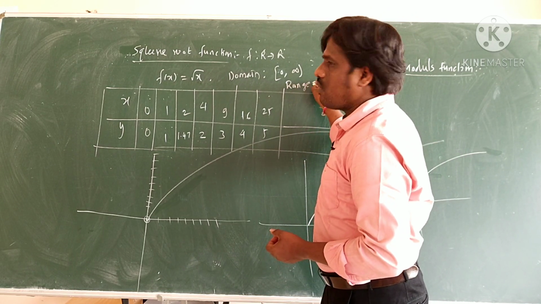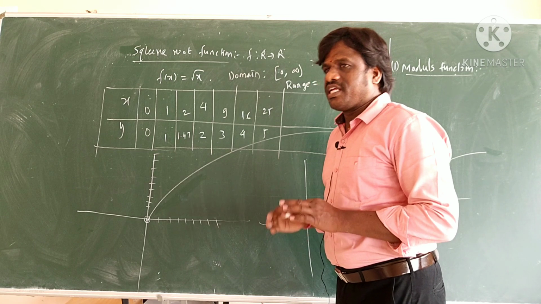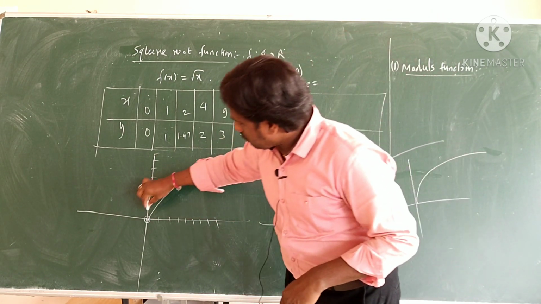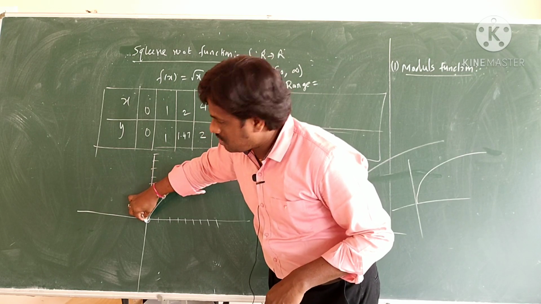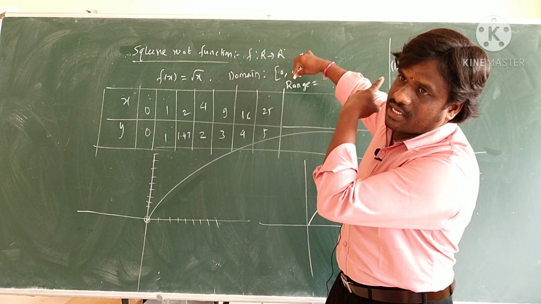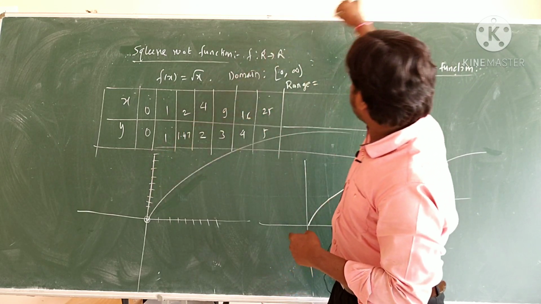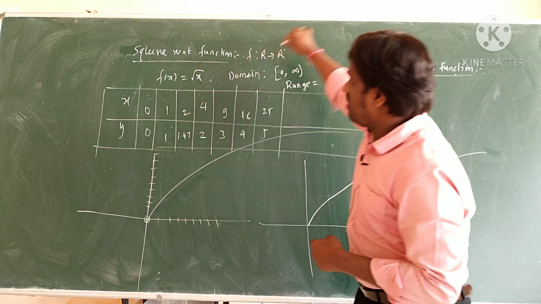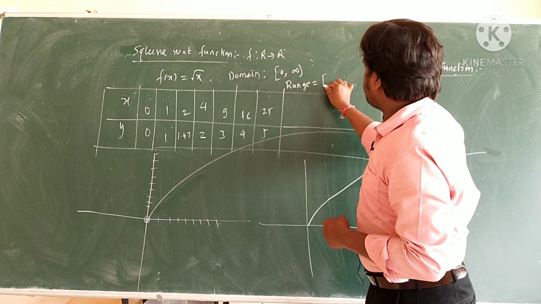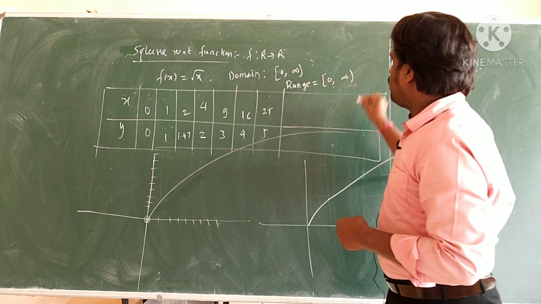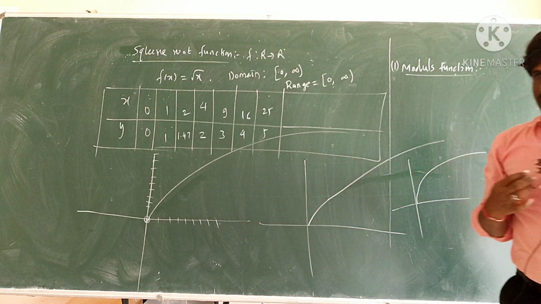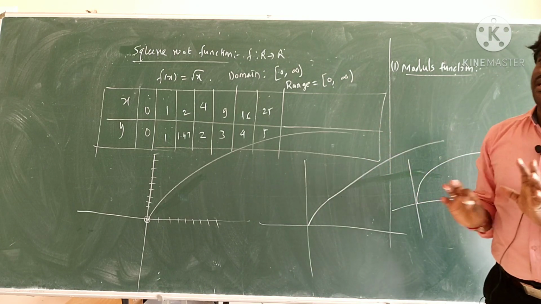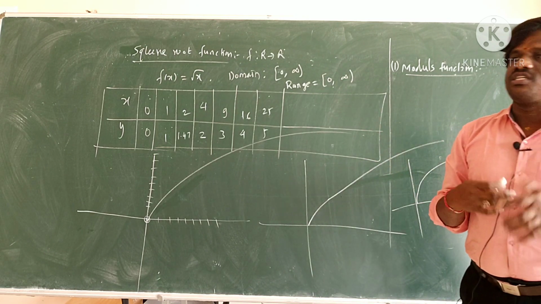Range means output. Output in a graph. Look at the graph. On the Y axis it starts at 0 and ends at infinity. It will go to infinity like this. So Y is starting from 0, ending at infinity. So the range of this is 0 to infinity. Actually I have to explain domain and range problems. I am trying to make you understand domain and range graphically a little bit. Then we can start the questions on this.